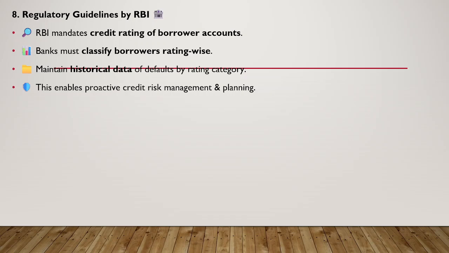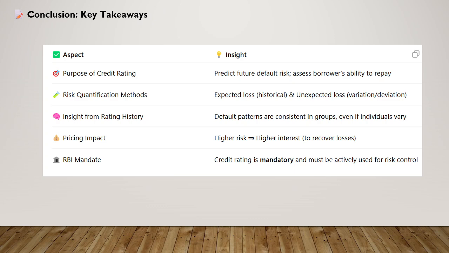To summarize, credit risk measurement is not just about identifying whether a borrower will default, but about quantifying the loss and preparing for it. Credit ratings help in that process, from assessing risk, to pricing loans, to capital planning and meeting RBI norms. This is why every CAIIB aspirant, and every banker, must understand how ratings work, how data drives decisions, and how risk becomes measurable through smart models.